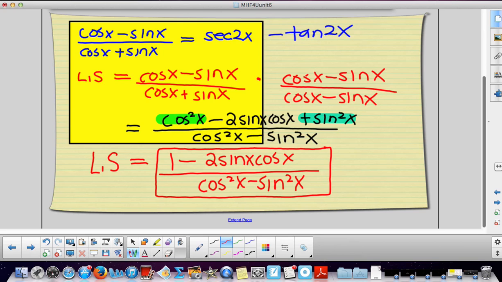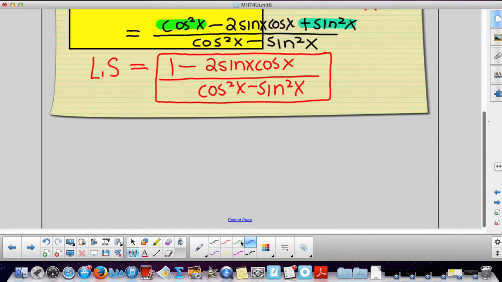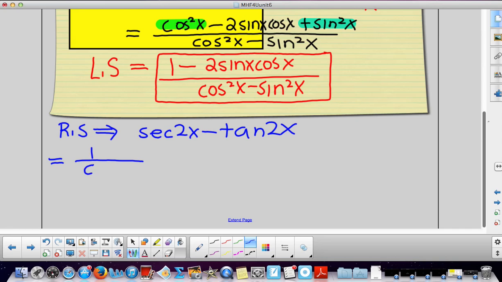Now, if you can understand what I'm doing on the right-hand side, you'll be fine for your test. So my right-hand side is secant 2x minus tan 2x. Remember, this is a very complex identity to prove, the right-hand side, not the left-hand side. So bear with me. I have secant 2x equal to 1 over cos of 2x. And tan 2x is going to be equal to negative 2 tan x over 1 minus tan squared x.